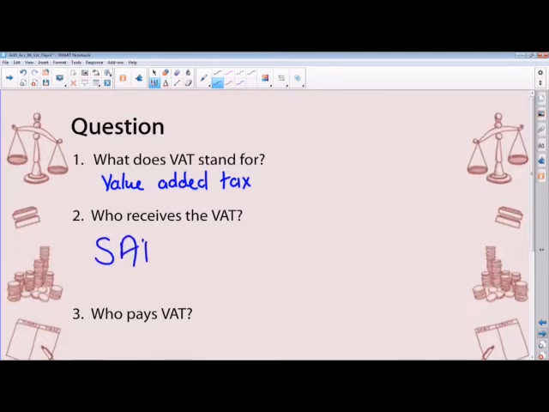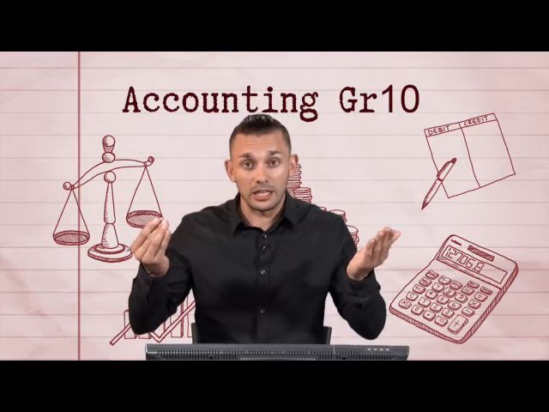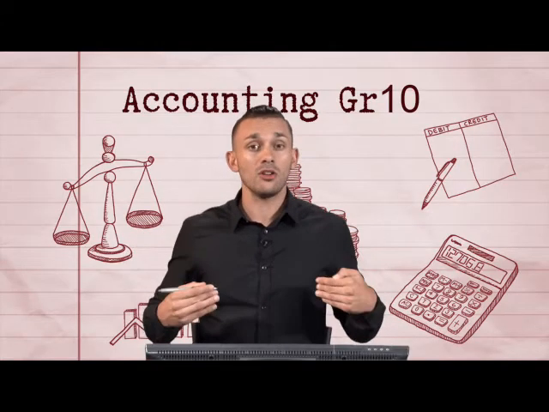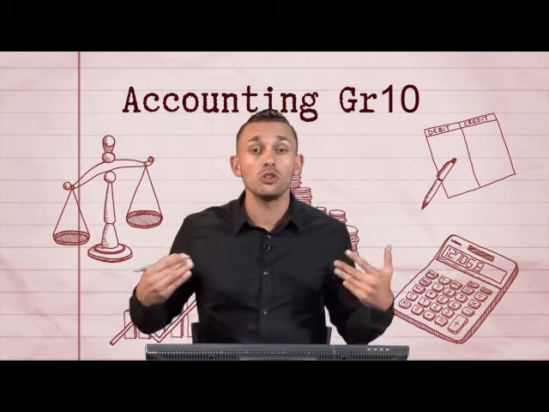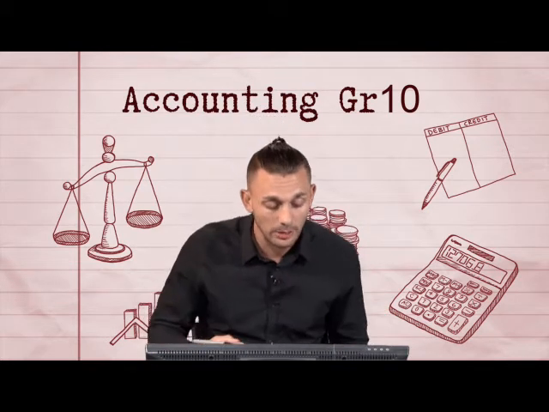Now what does SARS stand for? Hopefully you know that. It's the South African Revenue Service. So this is the body that's been set up to collect all the taxes from all individuals, either if it's direct taxes or indirect taxes, from the people of South Africa, and that money comes into the government bank account, and that money then can be distributed and used by the government. Let's go look at number 3.